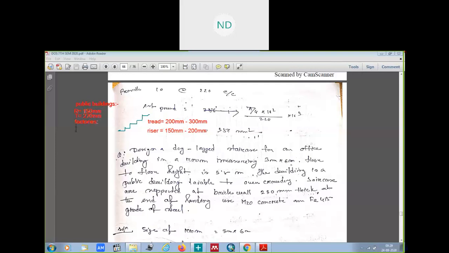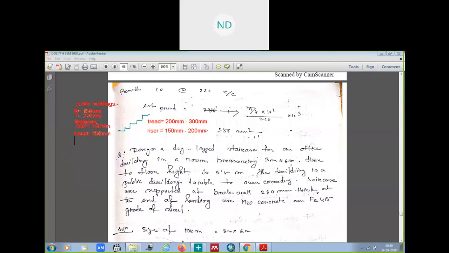Equipment or some heavy load materials are sometimes carried through the stairs, from this floor to that floor, or from this portion to that portion. You have to carry those machines or heavy loads through the stairs. So in those factories we generally take our riser to be 190 mm, and the tread is taken to be 250 mm.